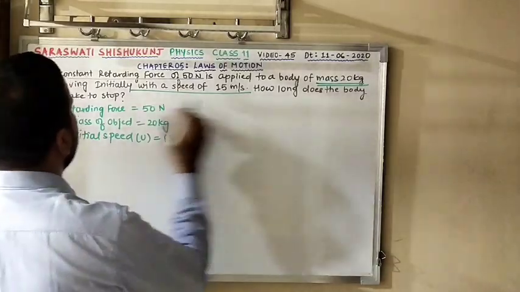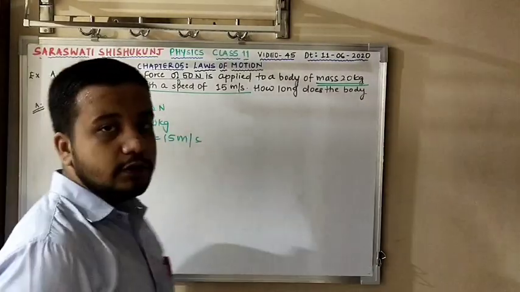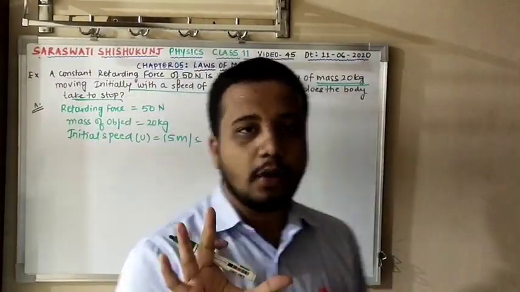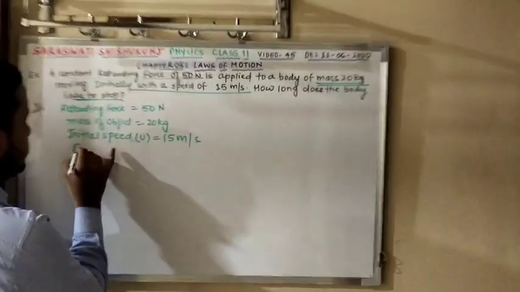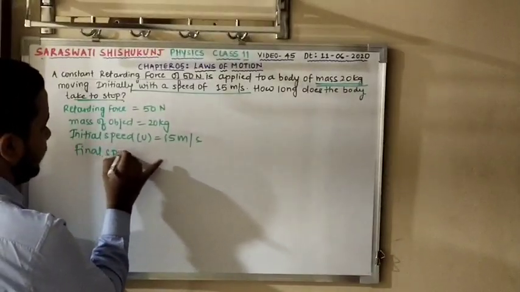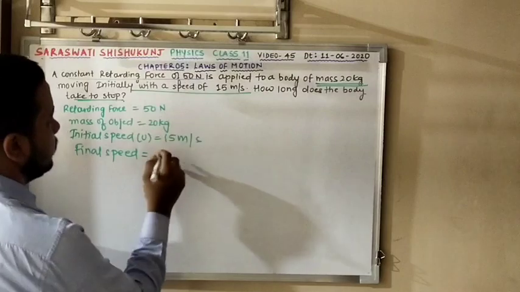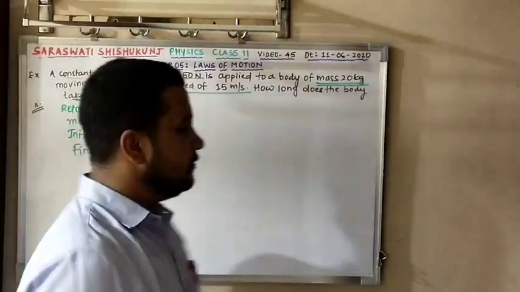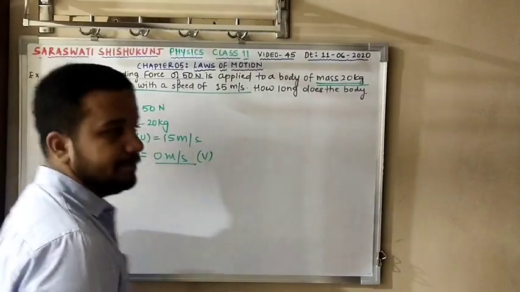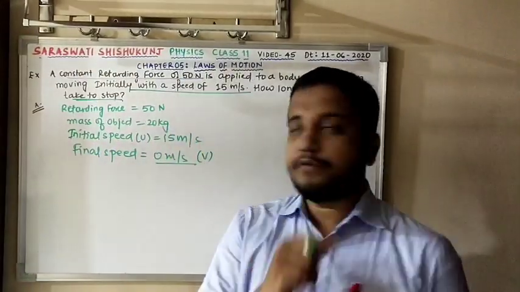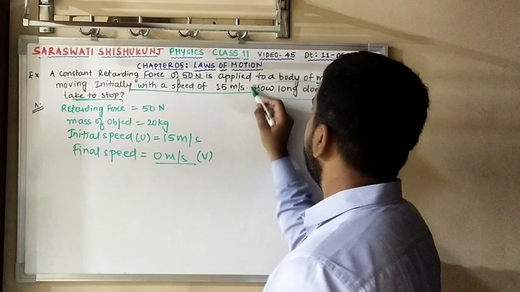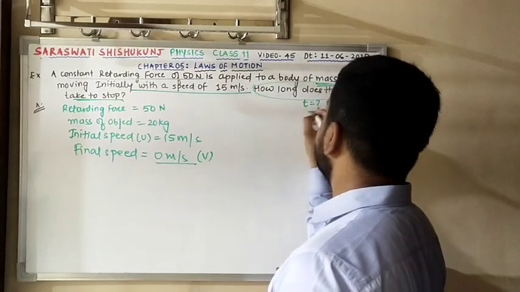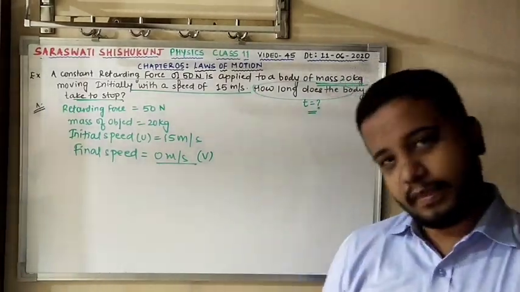How long does the body take to stop? A very important word used here is stop. Stop means final velocity is 0. So final speed is equal to 0 meter per second. Final speed is denoted by letter v. Clear? Now I need to find how long, which means I need to calculate time.